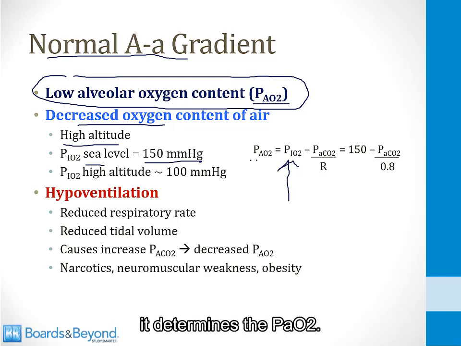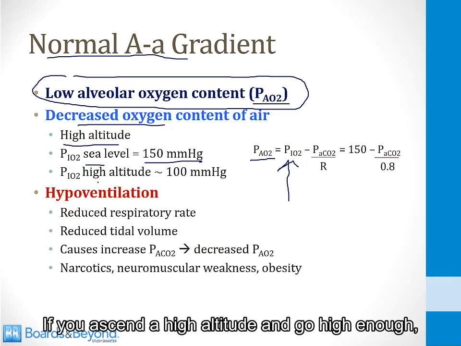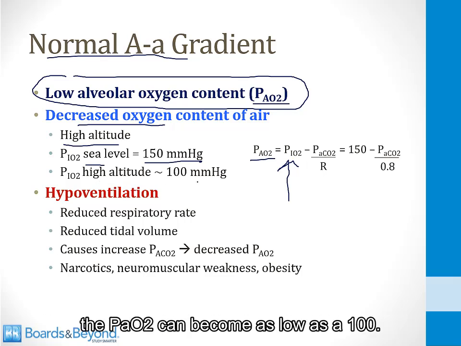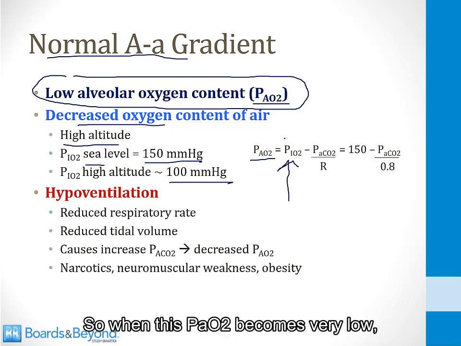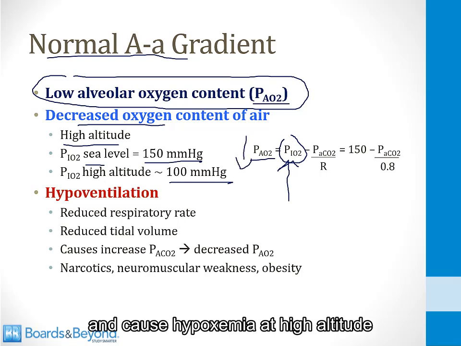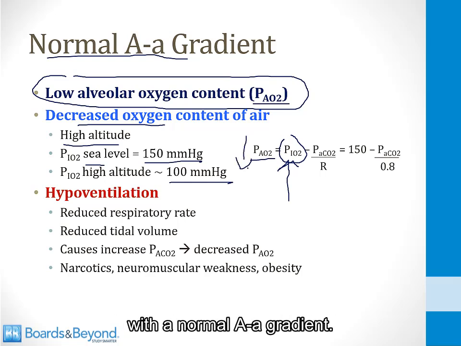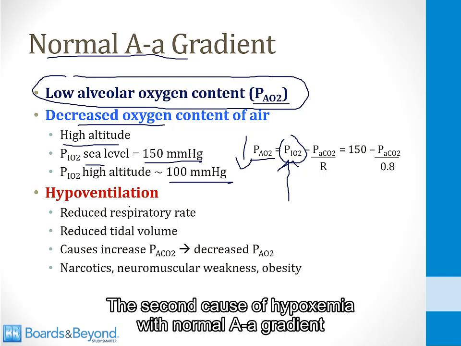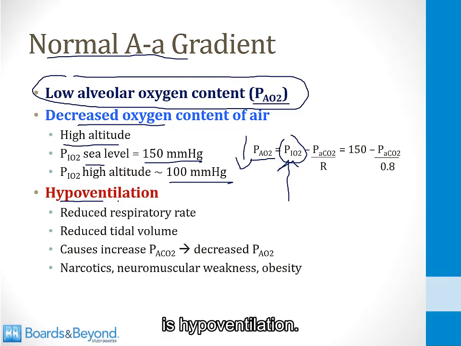It determines the PaO2. If you ascend to high altitude and go high enough, the PiO2 can become as low as 100. So when this PiO2 becomes very low, that's going to decrease the PaO2 and cause hypoxemia at high altitude with a normal AA gradient. The second cause of hypoxemia with a normal AA gradient is hypoventilation.